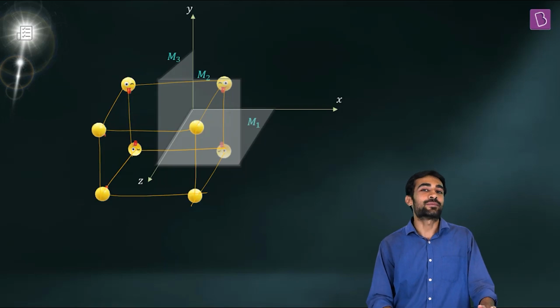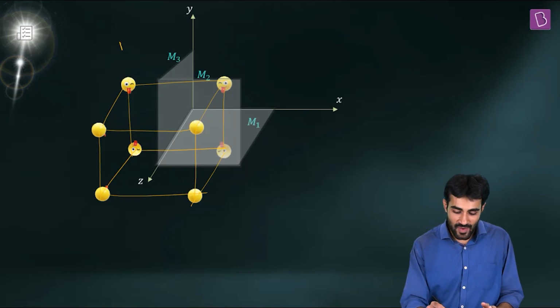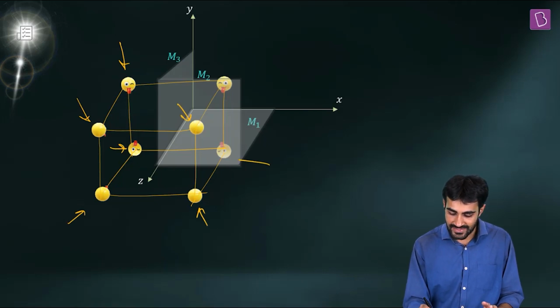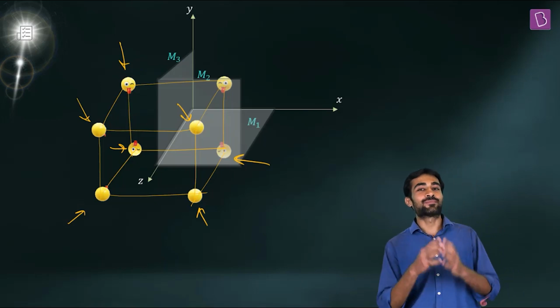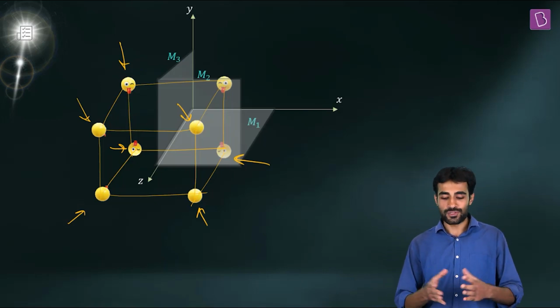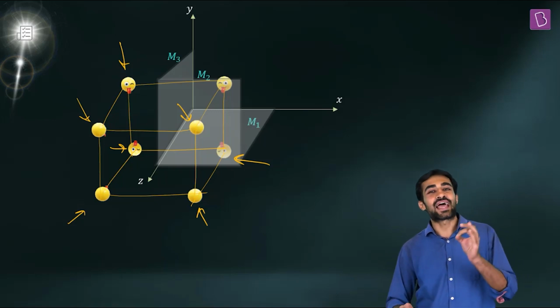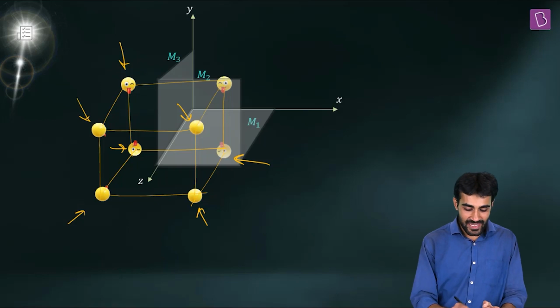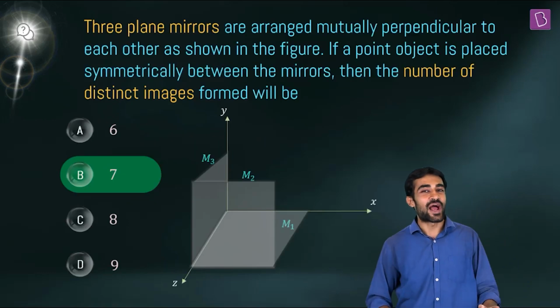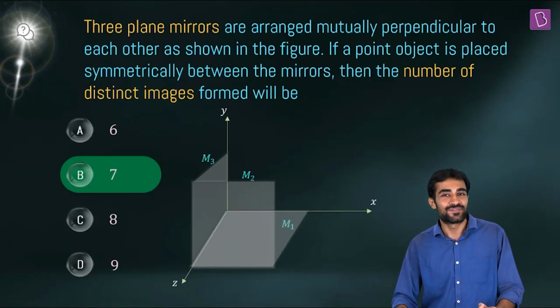And now how many images are there? Actually, you can see 1, 2, 3, 4, 5, 6 and 7. 7 images are present. And what about the 8th one? That is our object, not an image. So we are getting 7 images. We can go and mark option B as the right answer for this question.